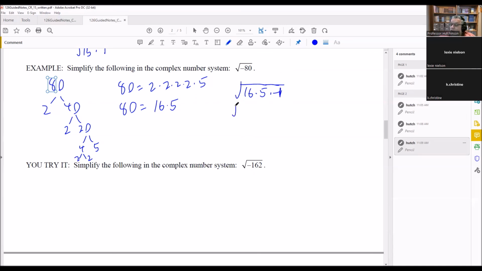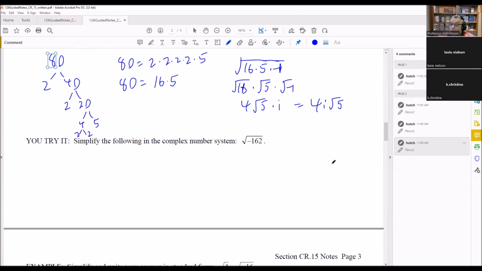This is going to give me, if I separate it, the square root of 16 times the square root of 5 times the square root of -1. Well, the square root of 16 is 4, and then I have the square root of 5 here, and then times i, or I can just write that out front. So I'd write it as 4i square root of 5, and that would be my answer for that. So 4i square root of 5 is how I write that in the complex number system.